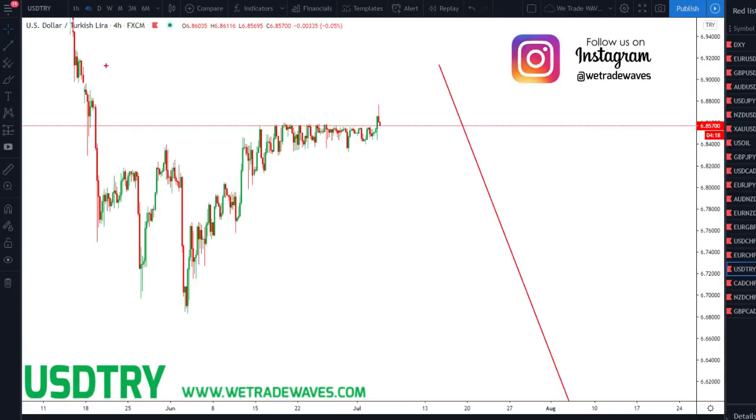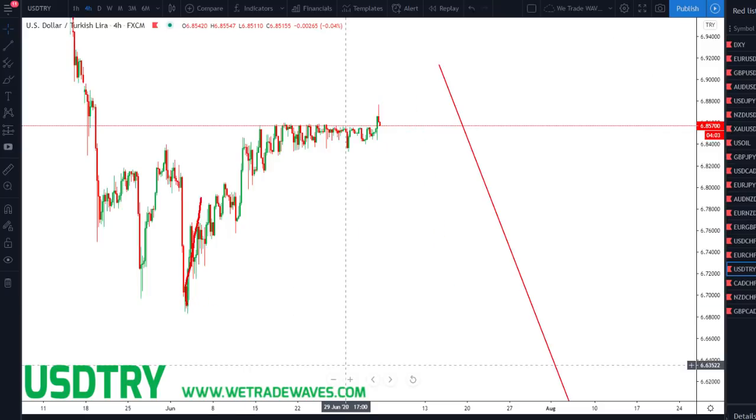Dollar TRY, when this one will be ready guys, it will be moving to the downside very fast. Any buy setup here, ignore it and look for your sell setups. The bigger wave and the bigger direction is towards the downside. This is what we can see for Dollar TRY. Any buy setup, ignore it.